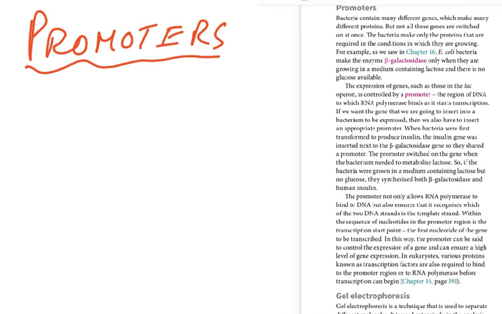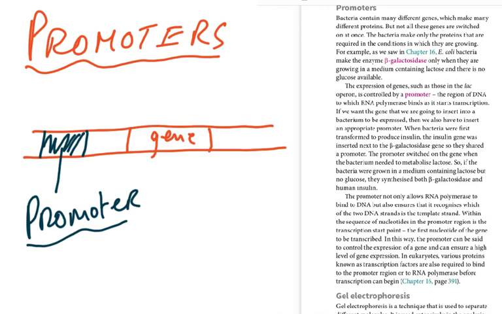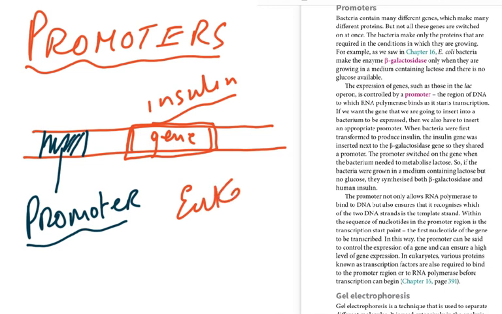Now let's talk of the first topic that we're going to discuss, promoters. Now, what are promoters? Promoters are the region of DNA to which RNA polymerase binds as it starts transcription. So let's say this is the gene for a certain protein, say it is the gene for insulin. Now this of course will be present in all humans, and humans are eukaryotes.